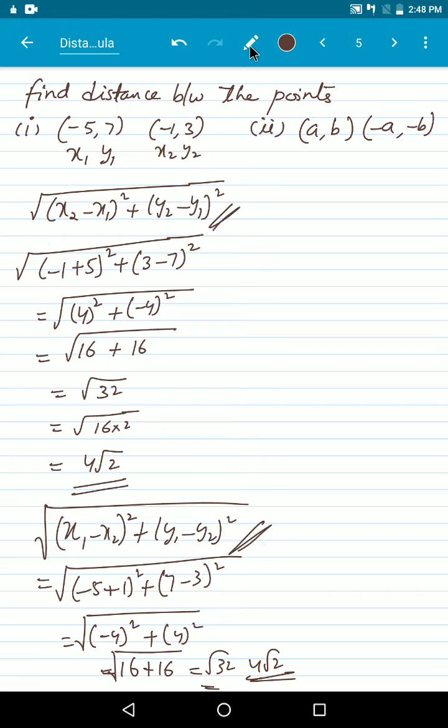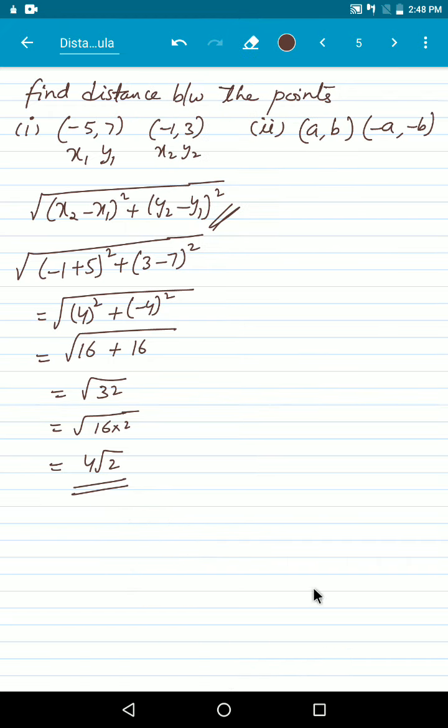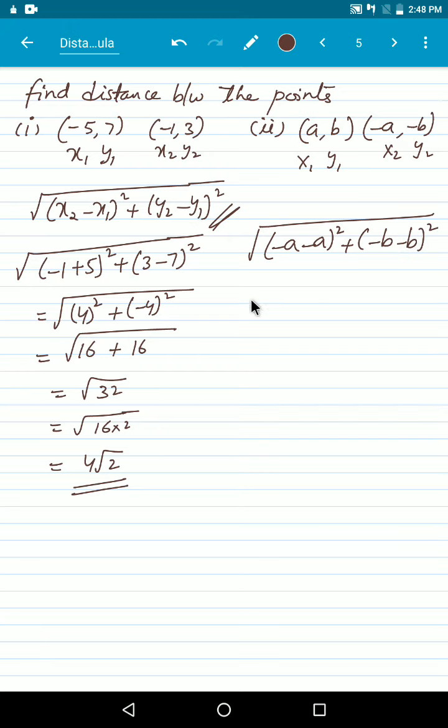All right. Now let me just rub this. What about this one? x1, y1, x2, y2. Distance formula again. Root of, x2 is how much? Minus a. (Minus a minus a) whole square plus y2 is minus b, again minus b minus b, whole square. So this is minus 2a plus minus 2b whole square.